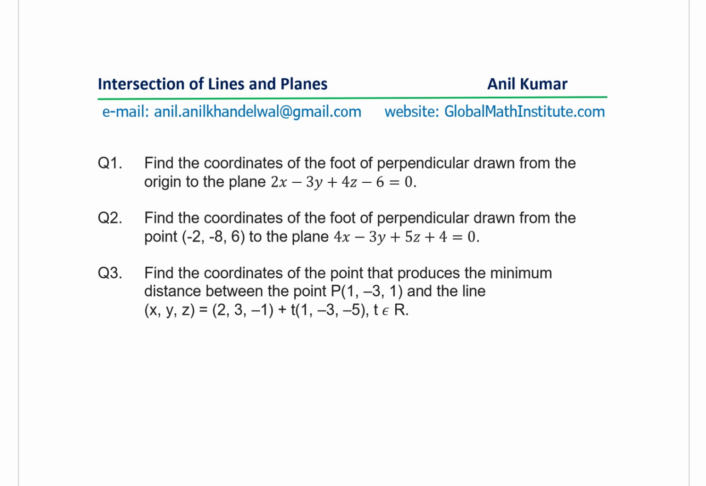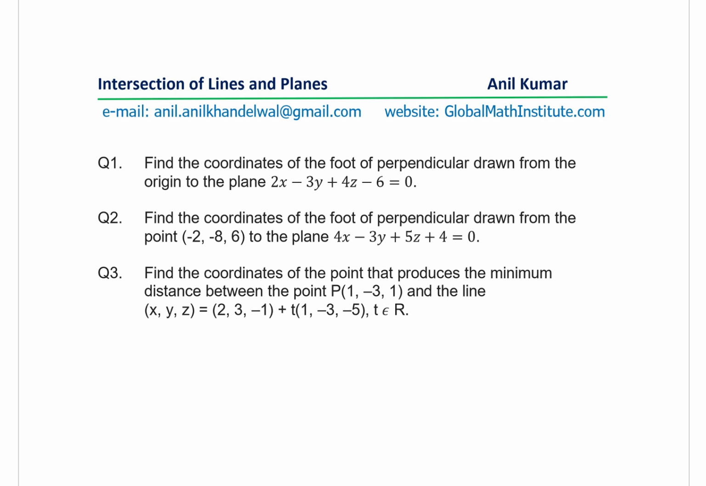We'll discuss intersection of lines and planes in this particular video with the help of three test questions. Question number one: find the coordinates of the foot of the perpendicular drawn from the origin to the plane 2x minus 3y plus 4z minus 6 equals 0. Question number two: find the coordinates of the foot of the perpendicular drawn from a point (-2, -8, 6) to the given plane 4x minus 3y plus 5z plus 4 equals 0.